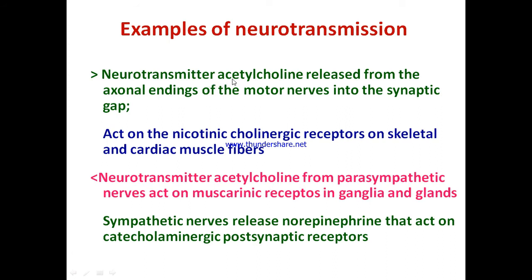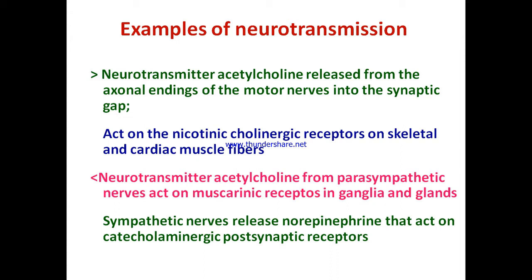Neurotransmitter acetylcholine, you are familiar with this, is released from the axonal endings of the motor nerve into the synaptic gap, and this will act on nicotinic cholinergic receptors on skeletal and cardiac muscle fibers. So when acetylcholine is released from the axonal endings of the motor nerve, it will be acting on nicotinic cholinergic receptors of skeletal and cardiac muscle fibers.